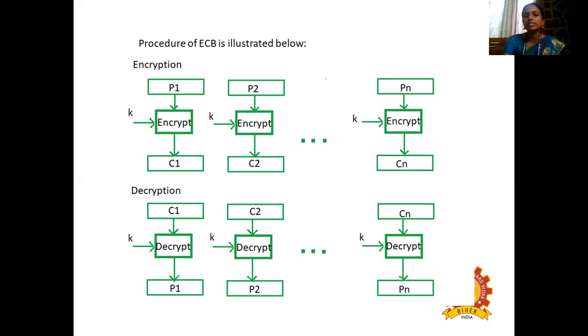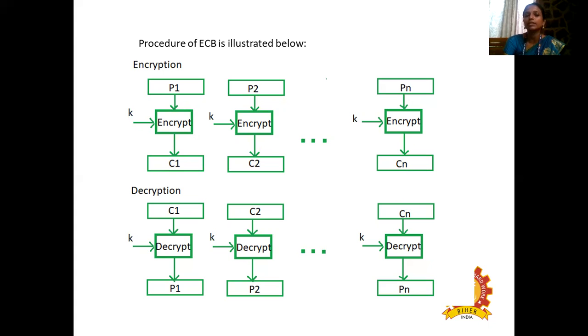Next, take the other plain text. Here also we encrypt the data with the help of the key and it produces the ciphertext C2. Next the P3 will be there, and the ciphertext C3 will be produced. It will go on like this up to Pn.